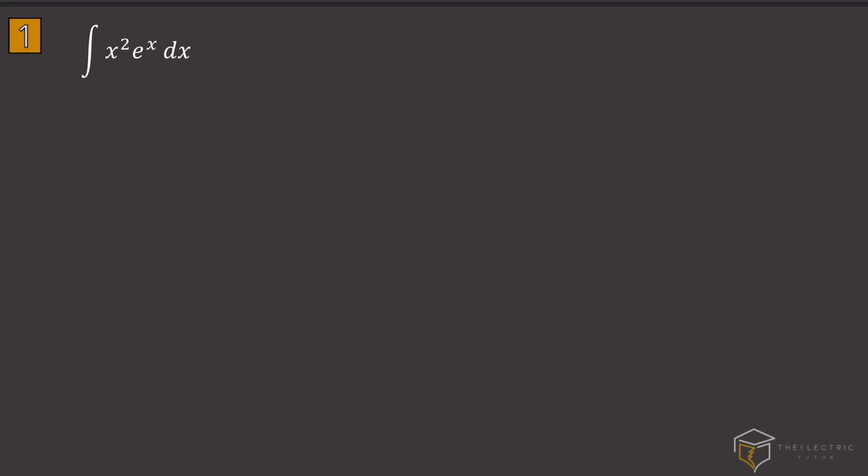So this would be an example of something like that. Now we have an x squared instead of just an x, so this changes things a little bit. Again, as I said in the previous video, there are 2 ways you can look at this. One way is to use ILATE. We have an algebraic here and an exponential. Algebraic comes first from left to right, so x squared should be our u, and dv is just the rest.